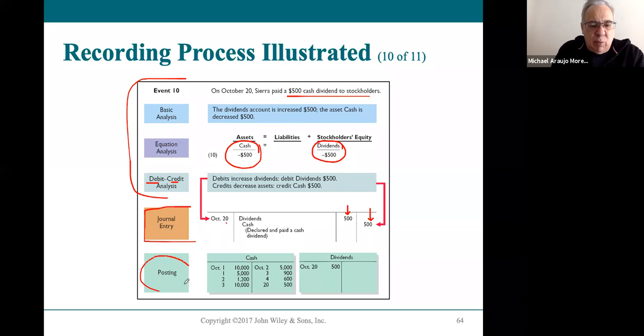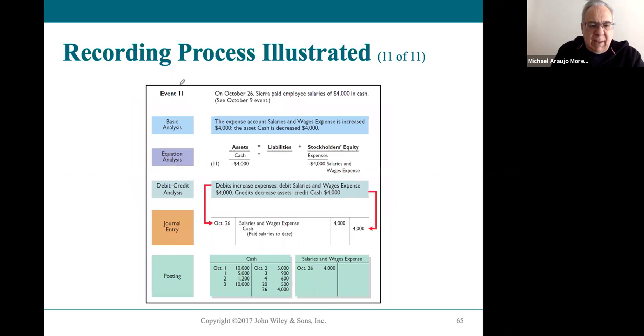Once we do that, we move those or post those to their accounts in the ledger, that very large book. We flip to the dividends account. There's nothing there. This $500 on the 20th is going to show up on its debit side. This $500 to cash is on the credit side. So you're going to show it here.